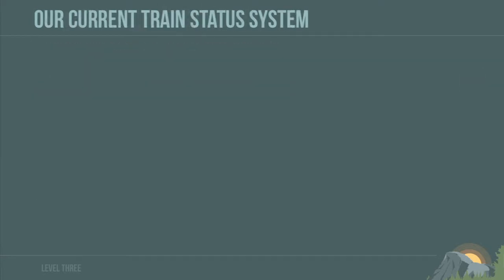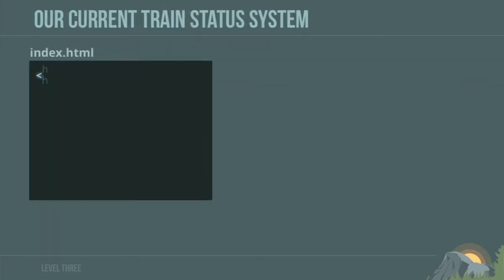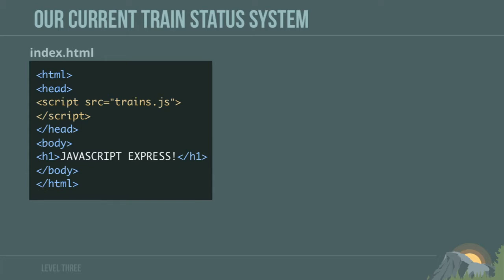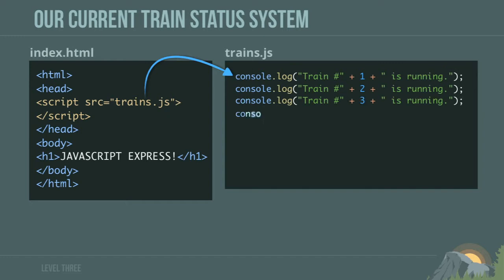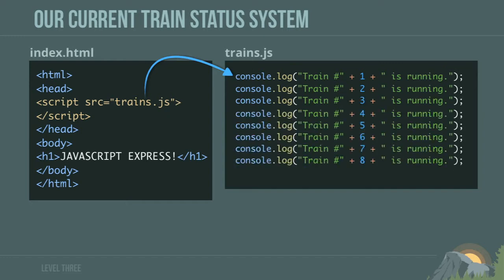So let's look at our current train status system. We have an index.html file that will load all of the HTML code, and once it's loaded, it will go and fetch the trains.js file, and inside that trains.js file, it will execute a whole bunch of our JavaScript code to get our trains messages printed to the user.